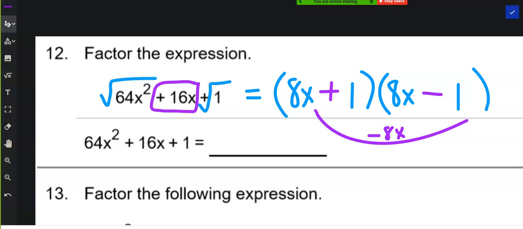Both positive? Let's try that. Let's try both positive. Okay, that's 8x and that's 8x. Oh yeah, that works. 16x right there. Okay, write your final answer. Go. I want to see what you have for the final answer of this.